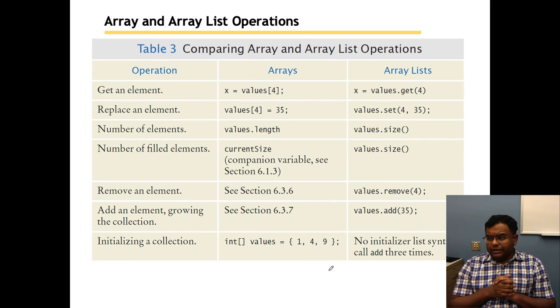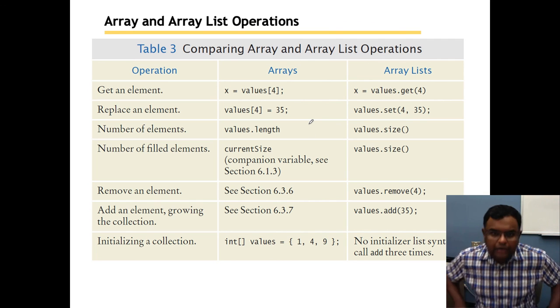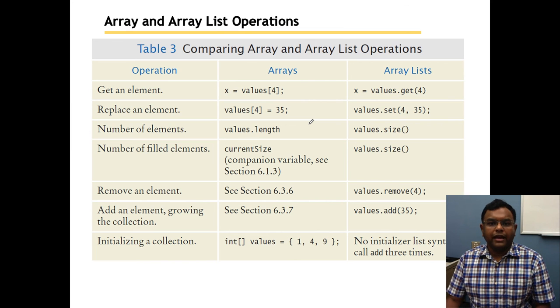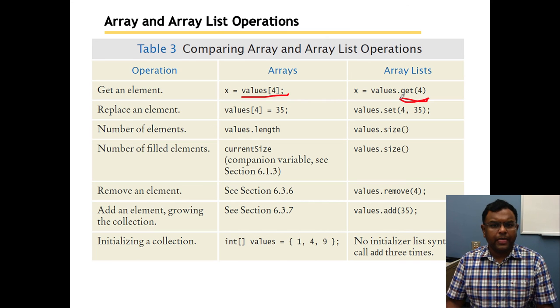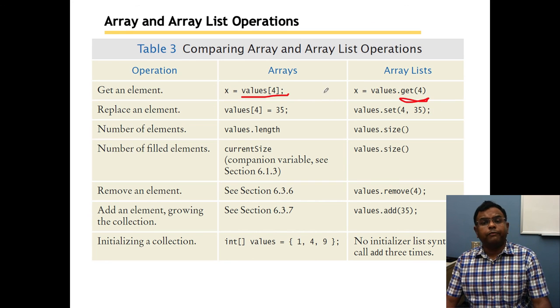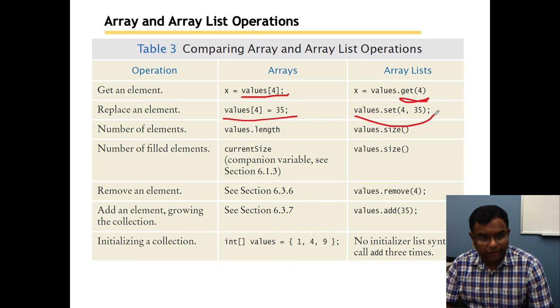Now let's understand the differences between different functionalities of array and array list. If you want to get the value at position 4, for arrays you write value, and then within square brackets you write 4. That gives you the element. For array list you have to use the get function, which is basically a getter function. Similarly, if you set some value at a particular position for an array, you simply write value[4] = 35. For array list you have to use the set function, or sometimes we call it the setter function.